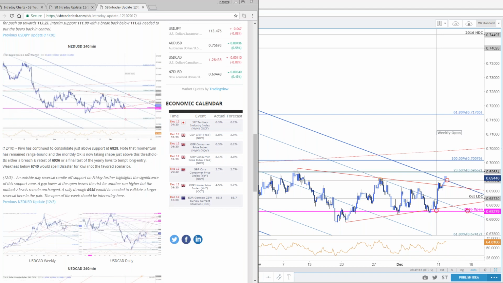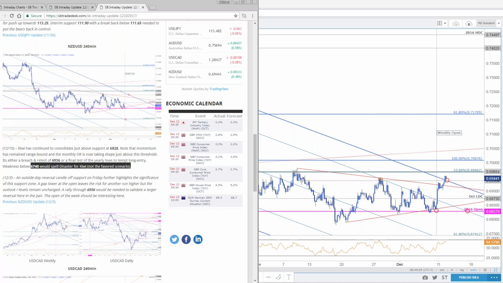Final test. Weakness below 74 would spell disaster. That's not the favorite scenario. So again, that's still the case, guys. Okay, the favorite scenario is still to the upside. We're not favoring the downside break just yet. But this does hold true though.